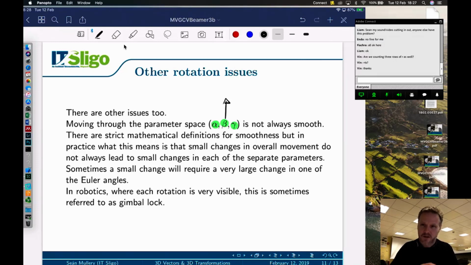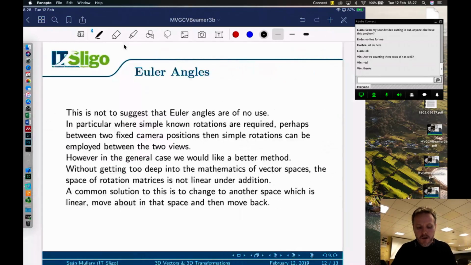That parameter space not being nice and smooth means that we can't make infinitesimal changes that actually move us along it and move us from one camera position to another. It doesn't work as easily as that, and we have to find ways around that. So this is not to suggest that the Euler angles are of no use at all. It's just that you've got to be aware of all the problems that surround them.